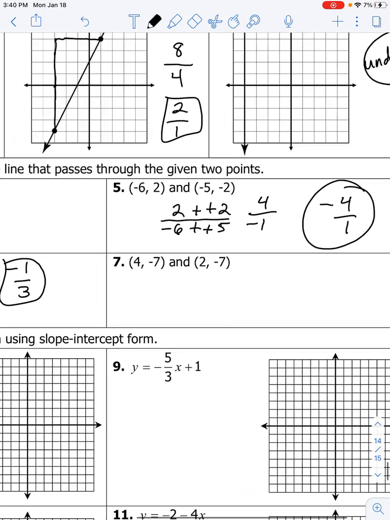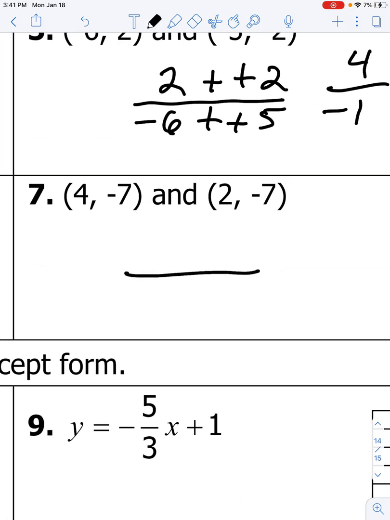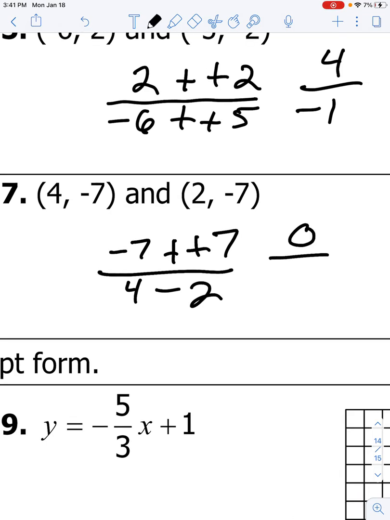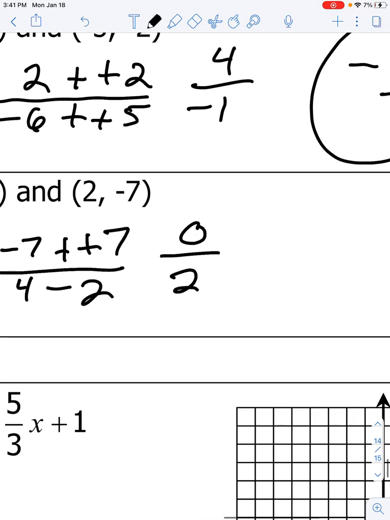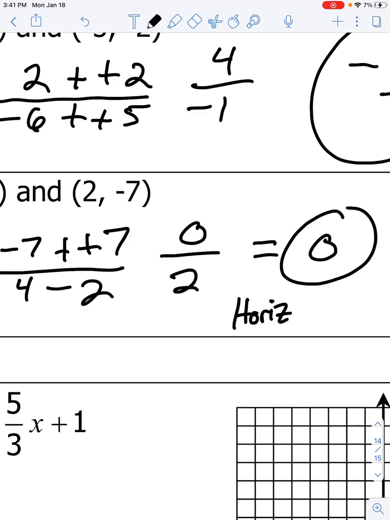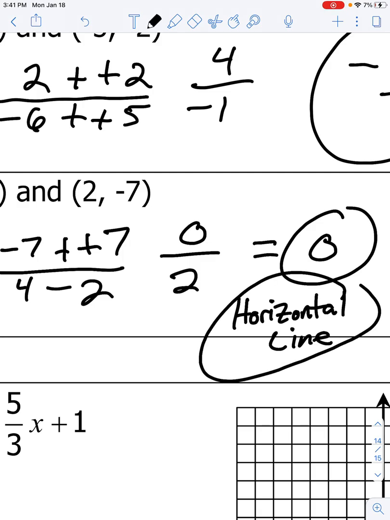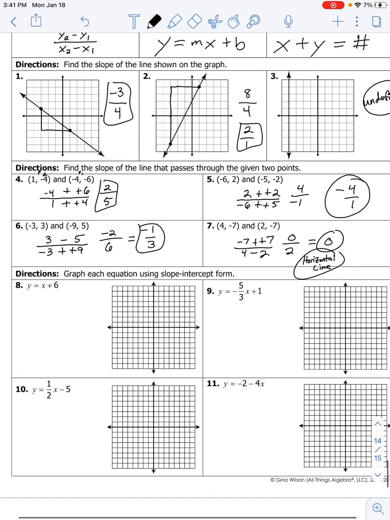Last one of these. Again, what you're going to do is drop the y down, and then drop the other y down, drop the x down, and then drop the other x down. So that becomes a positive. Negative 7 plus 7 is 0. And then 4 minus 2 is 2. 0 divided by anything is 0. Again, as a reminder, any slope of 0 is a horizontal line. You don't have to write that, but that is a reminder that that slope is horizontal.